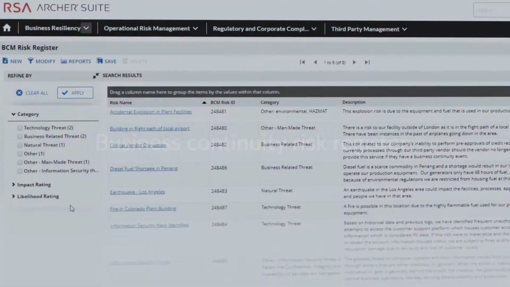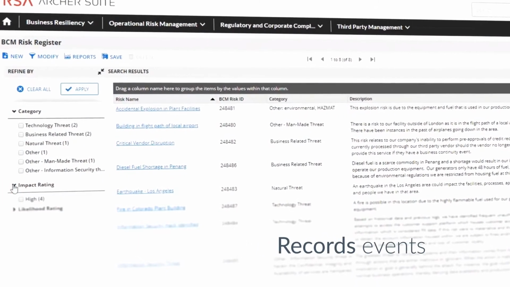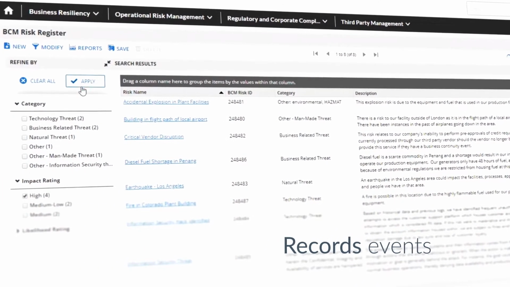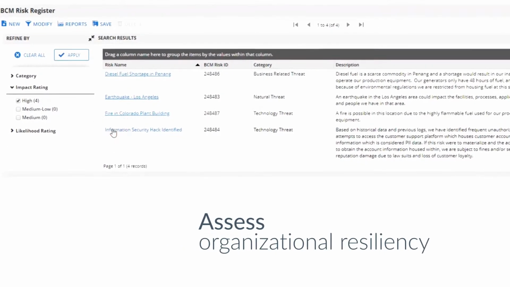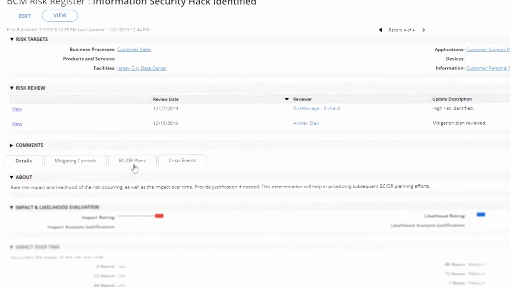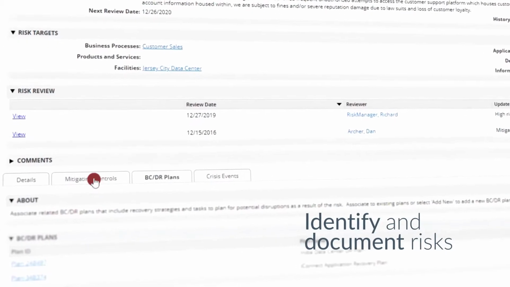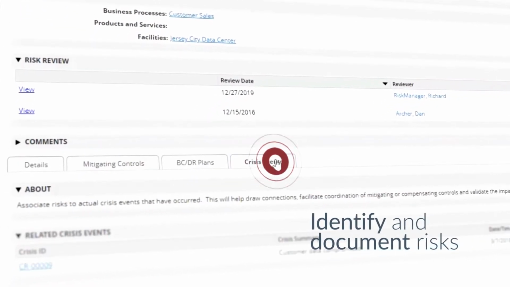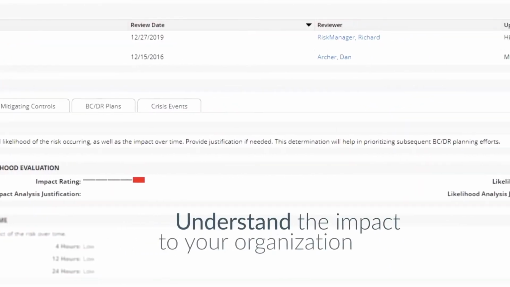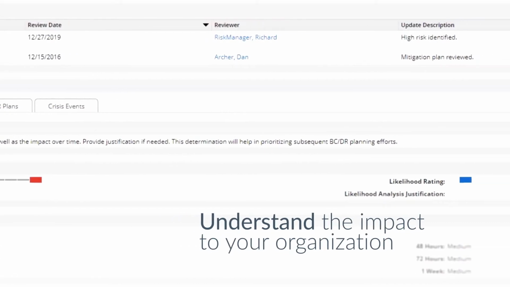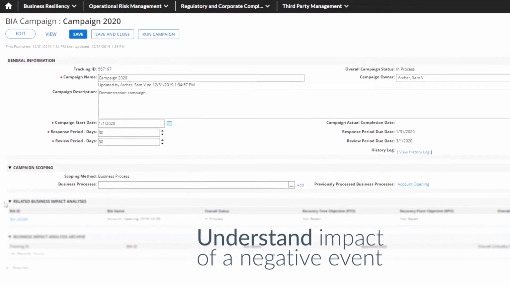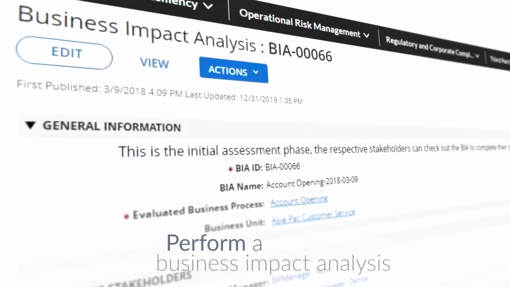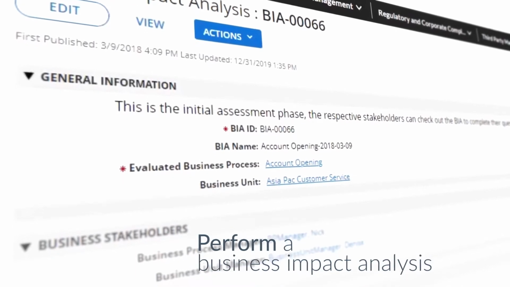The Business Continuity Risk Register records events that impact people, technology, facilities, and processes so you can assess organizational resiliency. This provides the ability to identify and document risk to drive cyclical risk reviews and to understand the impact to your organization over time. Once business continuity risks are identified, you can understand the business impact of a negative event by performing a business impact analysis, or BIA.